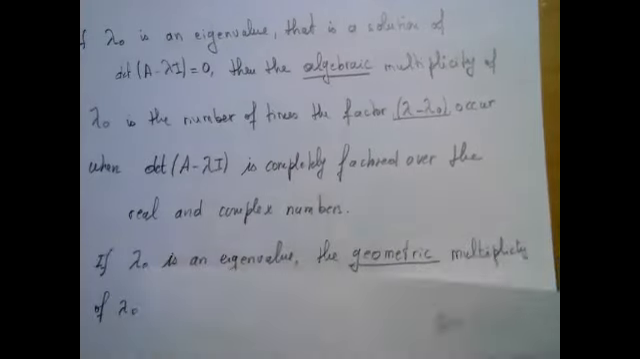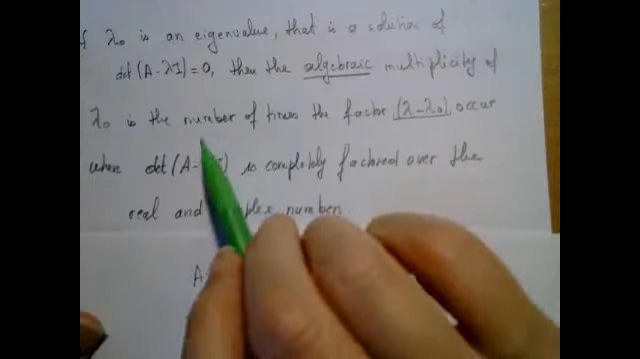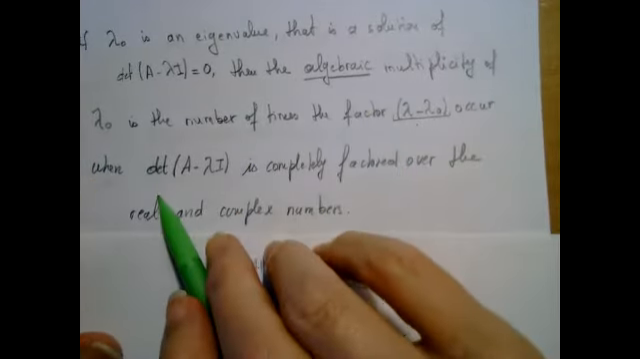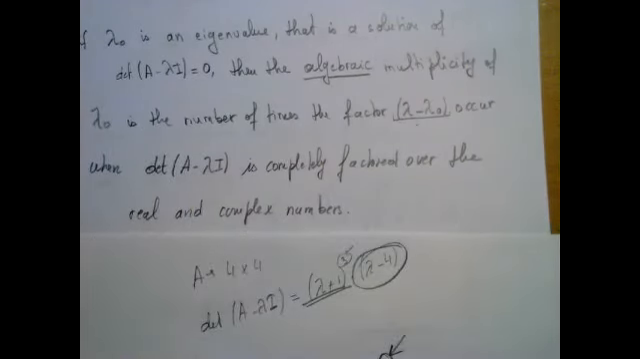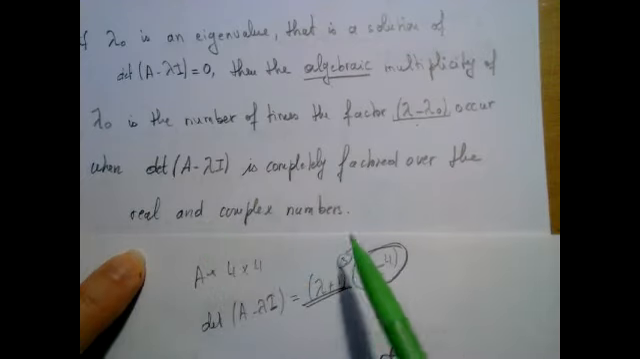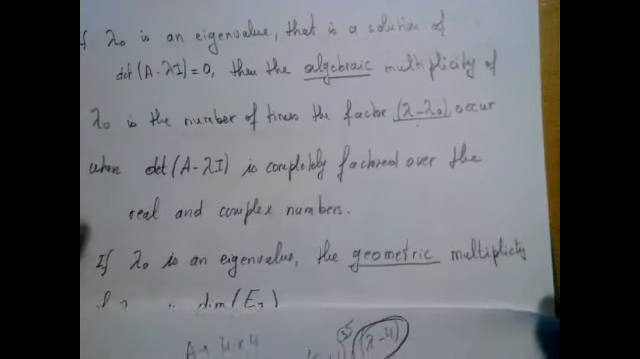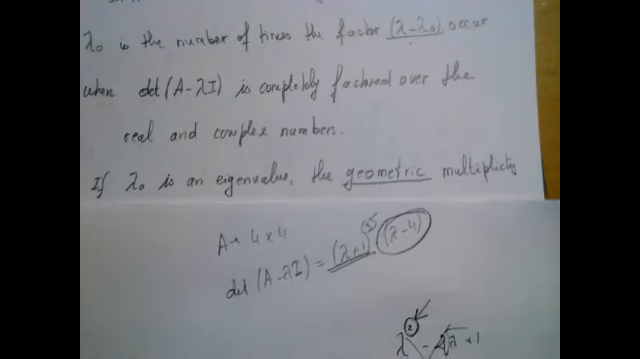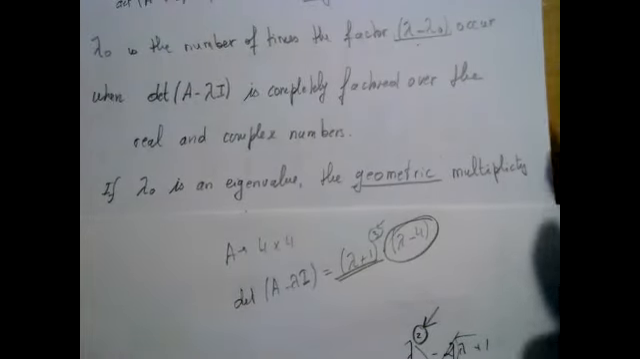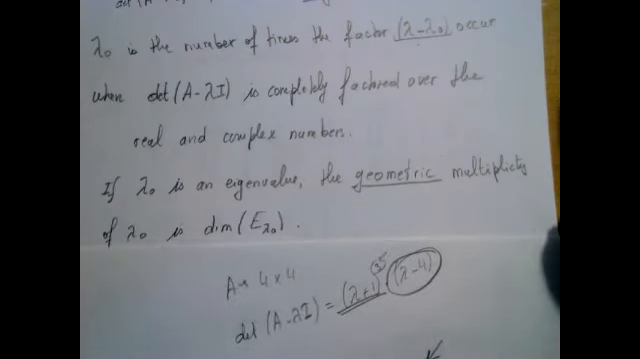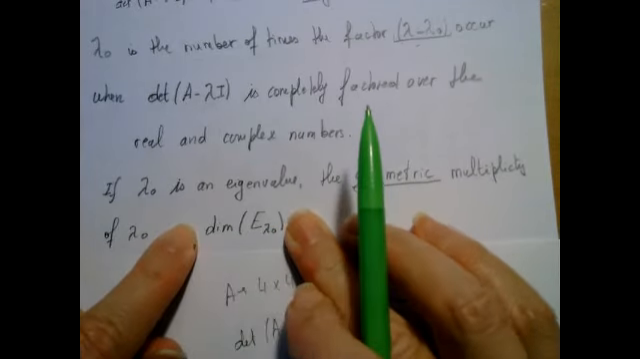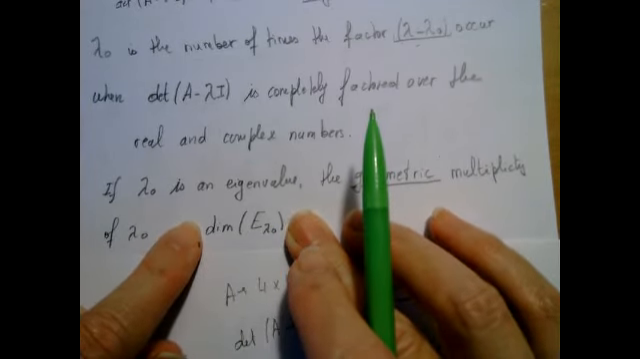So the algebraic multiplicity is the number of times the factor lambda minus lambda 0 occurs when the determinant is completely factored, not partially factored, when we totally factor it over the real and complex. Now the last definition: suppose lambda 0 is an eigenvalue. Then we have non-zero eigenvectors. Then the geometric multiplicity of lambda 0 is the dimension of E lambda 0. Dimension is the number of vectors in the basis of E lambda 0.